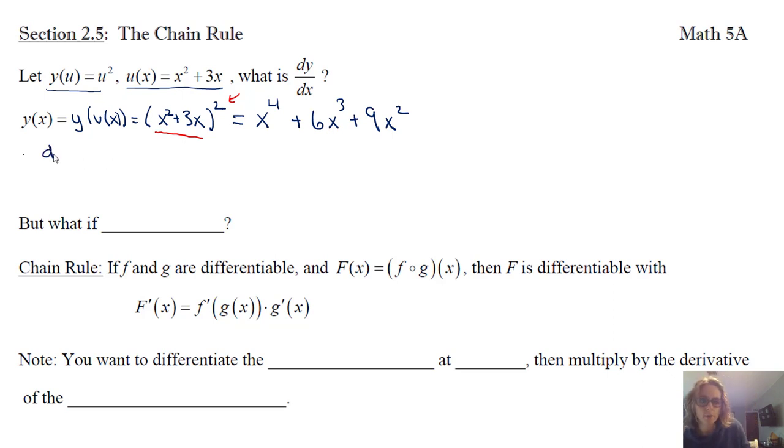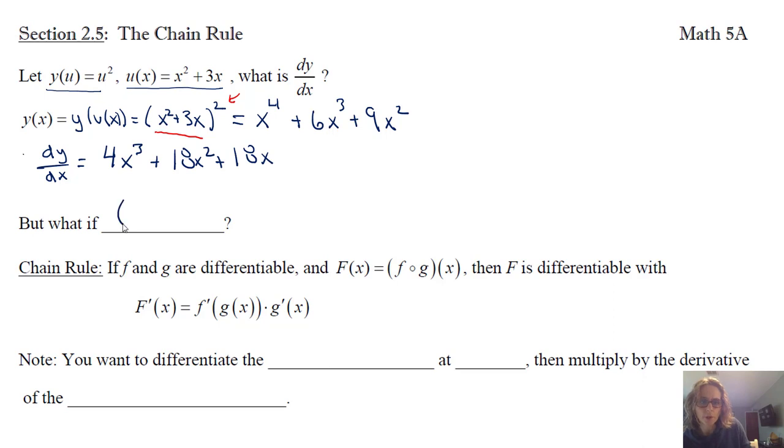And then to take the derivative of this, I'm using this notation here. I'm just taking the derivative of this thing y with respect to x, and that's going to give me 4x cubed plus 18x squared plus 18x. So that's our derivative, okay, and that is what it is.